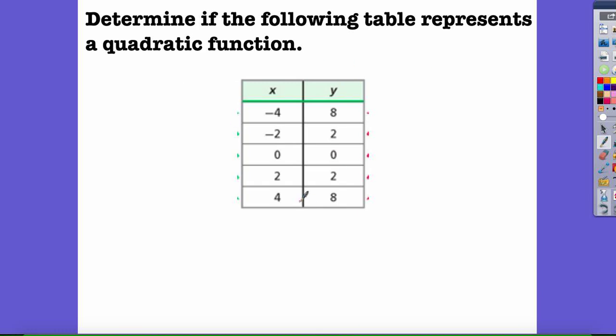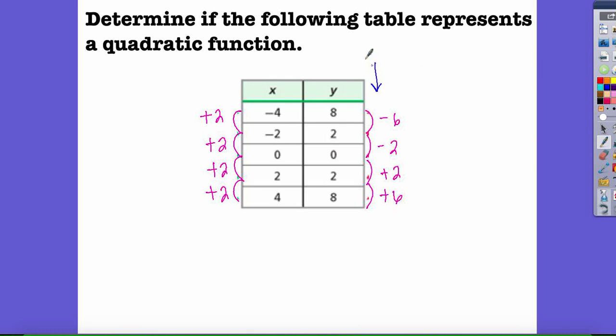Determine if this following table represents a quadratic function. So first I'm going to look at the changes in the x's and just figure out the differences. From -4 to -2, it's going up 2. Again, it goes up 2, up 2. It happens to have the same pattern here the whole time. So when I look at y's, from 8 to 2, it's going down 6. From 2 to 0, it goes down 2. From 0 to 2, it goes up 2. And from 2 to 8, it goes up 6. So this is clearly not a line, because when I divide these changes in y by changes in x, they don't reduce to the same number. So now I have to find these second differences.